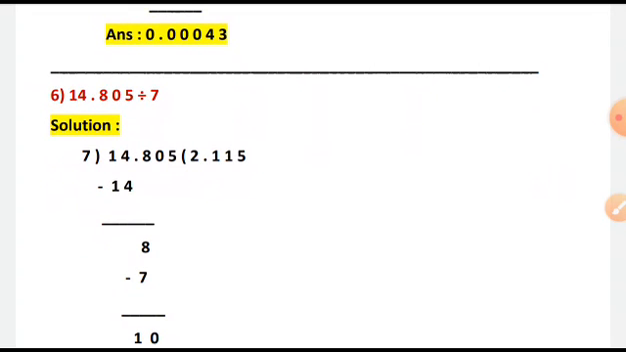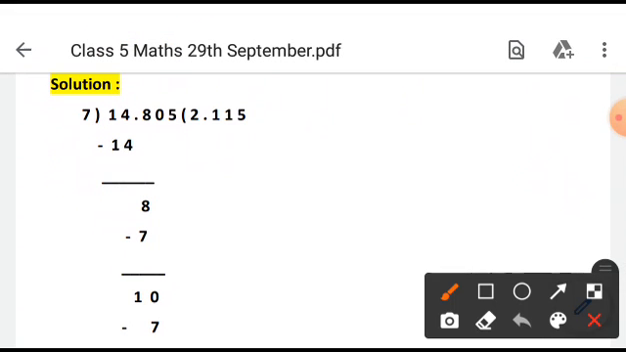14.805 divided by 7. Now here again, at first you are choosing the 14, that is the integer part. 7 2s are 14. No remainder. Now you put the decimal point here. Why? Because you are bringing down the 8. So 8 is present in the decimal part. That is why before bringing down the 8, you put the decimal point over here.